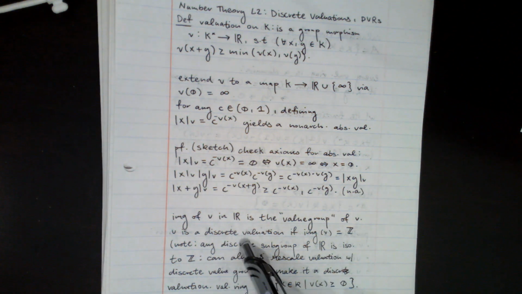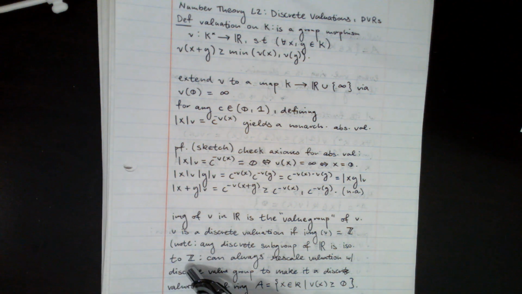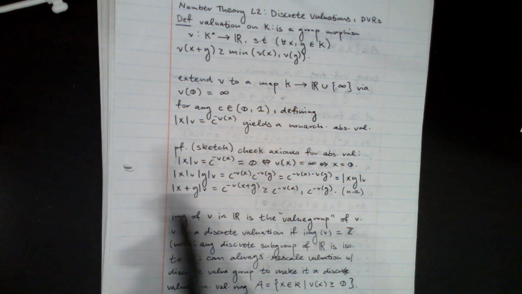Let's note that any discrete subgroup of the reals is isomorphic to Z, which means that it's either Z or it's some multiple of Z, so nZ. And we can just rescale the valuation with discrete value group such that we can make any valuation with discrete value group a proper discrete valuation.